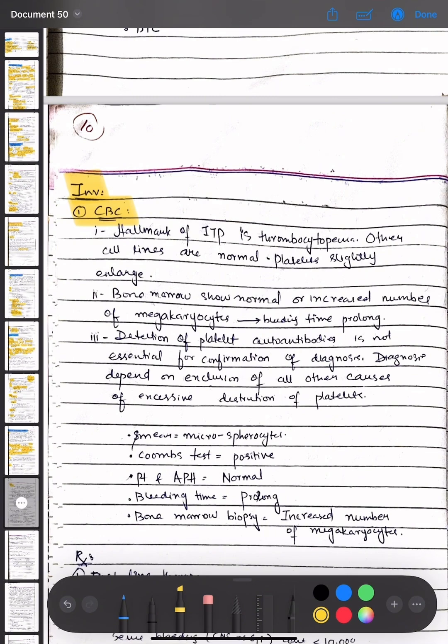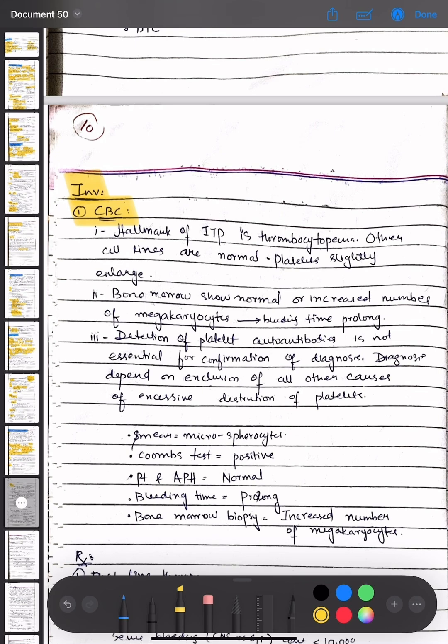Other cell lines are normal, platelets slightly enlarged, bone marrow shows a normal or increased number of megakaryocytes, and bleeding time is prolonged. The detection of platelet autoantibodies is not essential for confirmation of the diagnosis. Diagnosis depends on exclusion of all other causes of excessive destruction of the platelets.